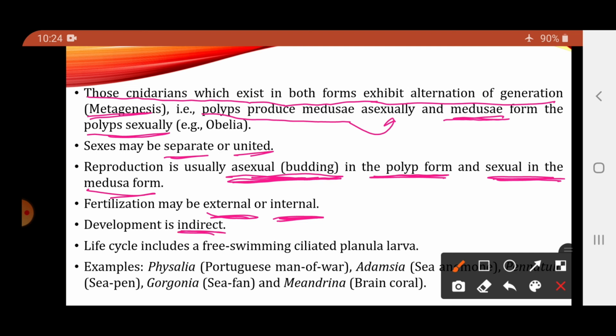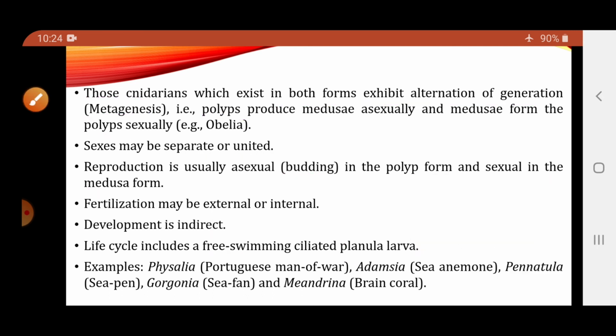Development is indirect. Indirect means, as I told you, a larval form will be there and the larva is morphologically distinct from the adult form. So development is indirect, meaning there is a larval form. So which larva do they produce? Free swimming ciliated larva. Free swimming means it can swim in water. How will it swim? With the help of cilia. And what is the name of the larva? Planula larva. So that is regarding the characteristics of the cnidarians.